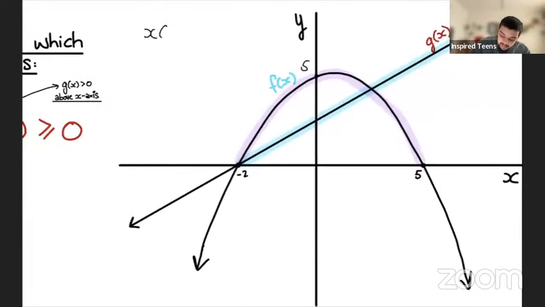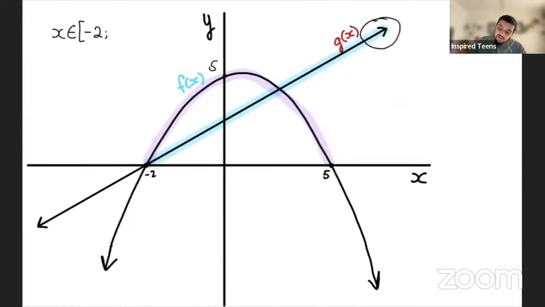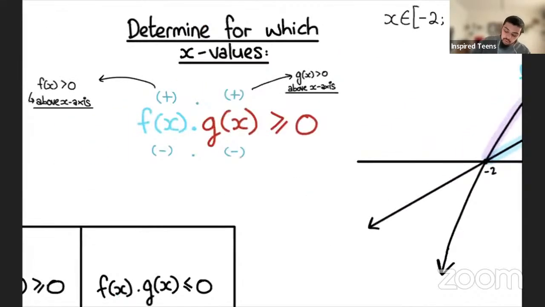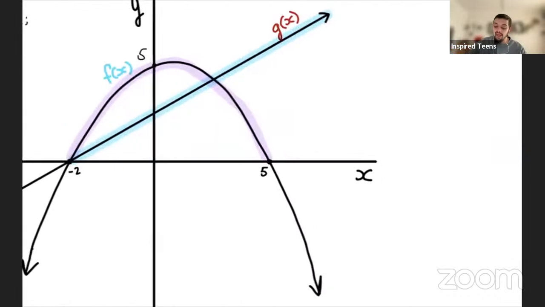So x is an element of, do we include? Yes, we include -2, because the question includes it and that's where we're going to start. They are both above the x-axis, starting at -2. However, g of x ends at infinity, but f of x ends at 5. Remember, because we're multiplying f of x and g of x and we want a positive answer, they both need to be positive at the same time. At the same part of the Cartesian plane, both graphs need to be above the x-axis.